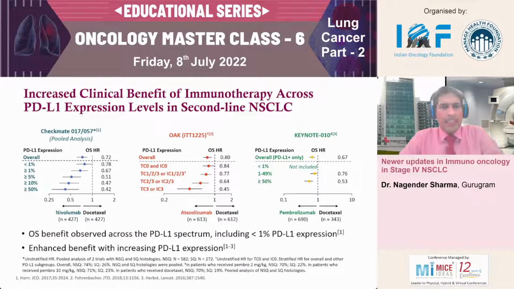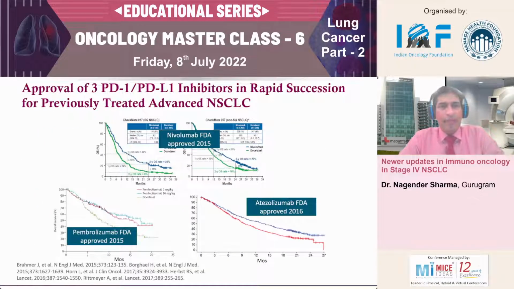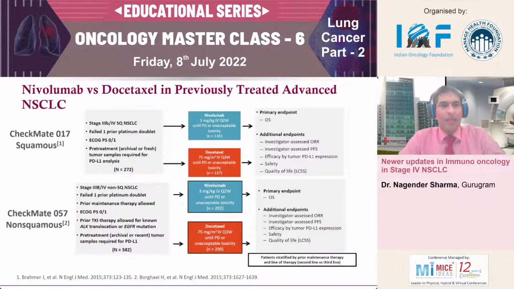So there are CheckMate 017, 057, OAK trials and KEYNOTE-010 trials, in which overall survival benefit was observed across the PD-L1 spectrum, including less than 1% PD-L1 expression, and a greater benefit with increasing PD-L1 expression was taken into consideration. Three PD-1/PD-L1 inhibitors were approved in rapid succession in advanced NSCLC. So nivolumab got FDA approval in 2015, pembrolizumab was approved in 2015, and atezolizumab got FDA approval in 2016.